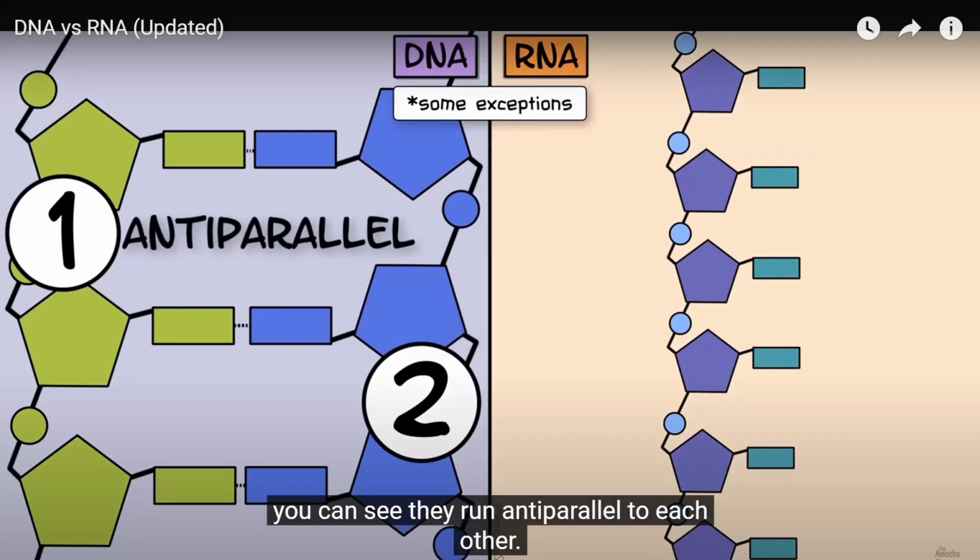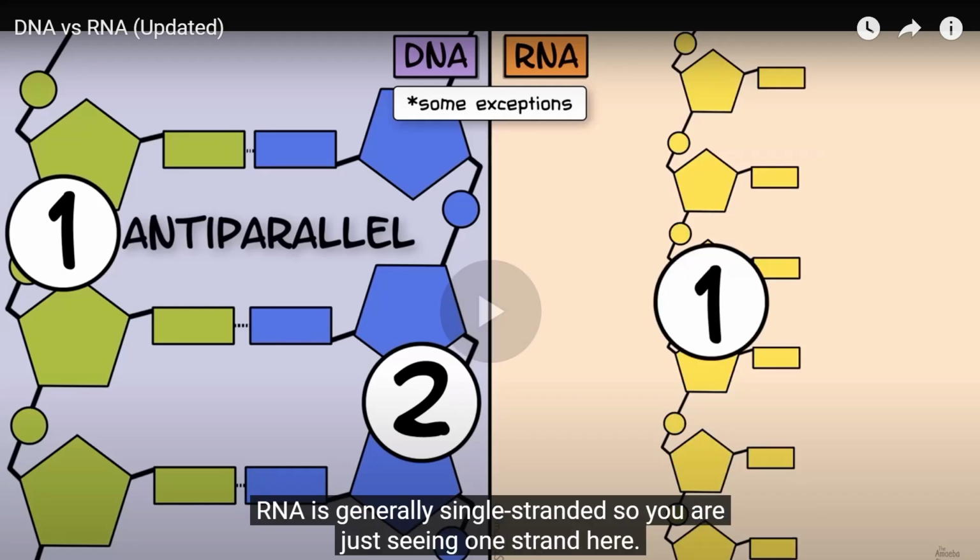That is an enriched word. It means that, do you see how the pentagons are pointing up on one side and down on the other side? That just means they go opposite directions, okay? But you don't need to know that or know that word if you're not interested.